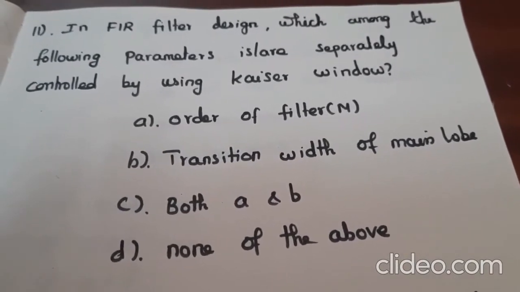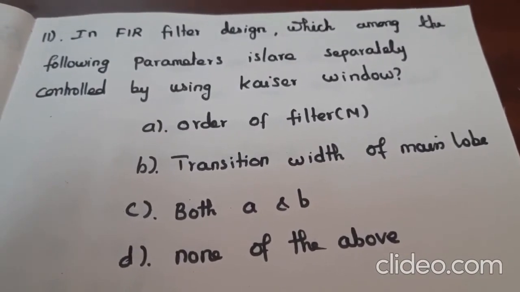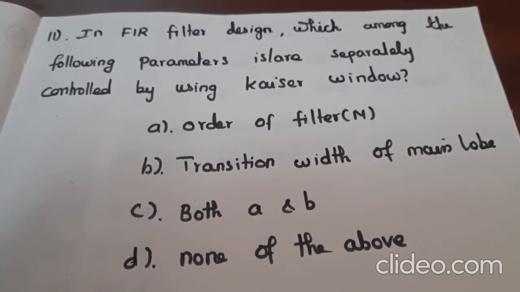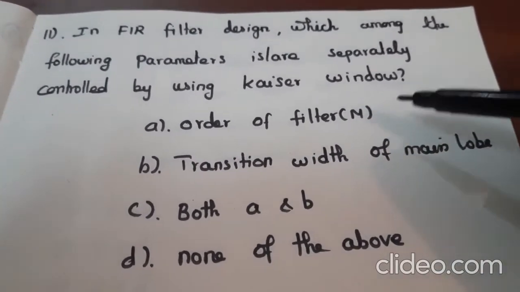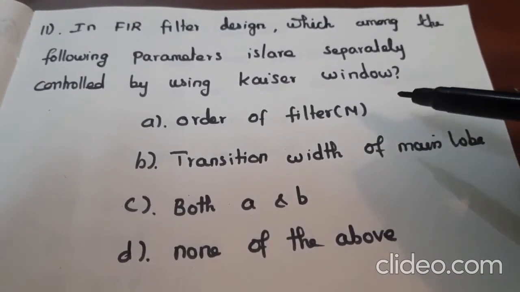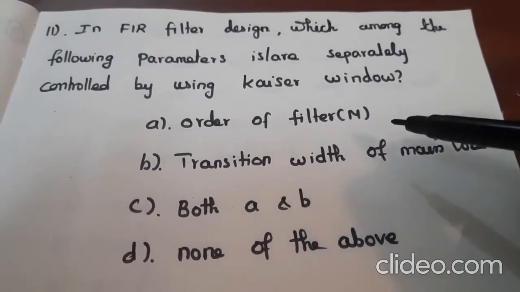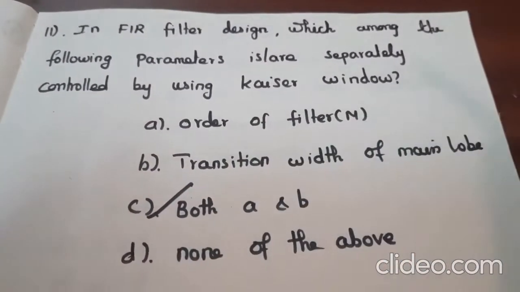11th question, in FIR filter design, which among the following parameters is or are separately controlled by using the Kaiser window? And here the answer is both A and B, order of filter M and transition width of main lobe. So the answer here is both A and B. So C is the answer.